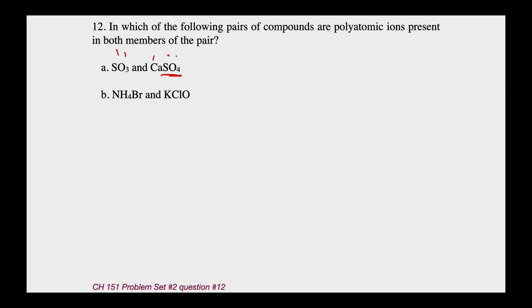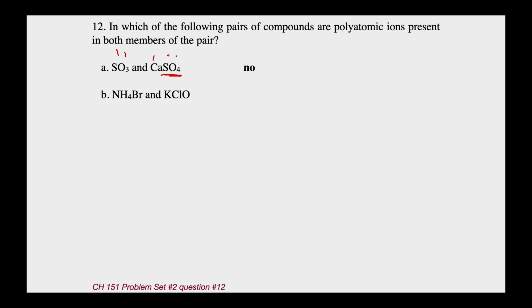In A, the first is sulfur trioxide, which is a nonmetal and a nonmetal coming together, while the second one is calcium sulfate. It does have the sulfate. So the first one, we would say no. The first one, SO3, does not have a polyatomic ion. Those are neutral. The sulfur and oxygens are getting together. There's no charge. In the second one, sulfate, you definitely have a charge.